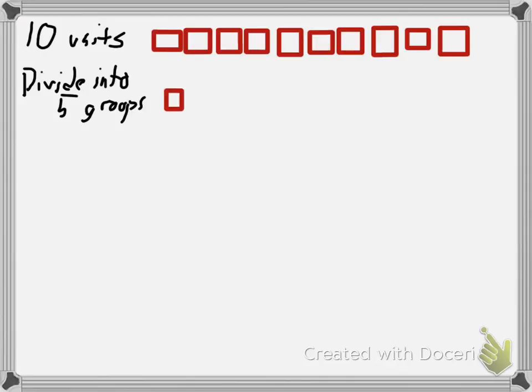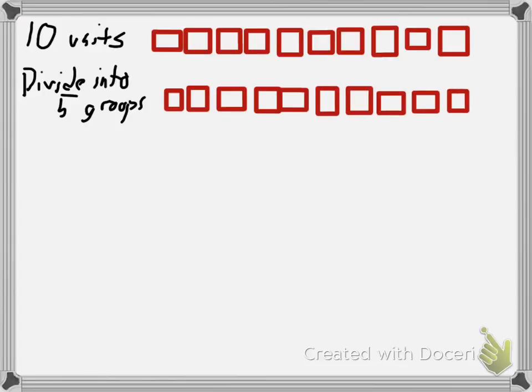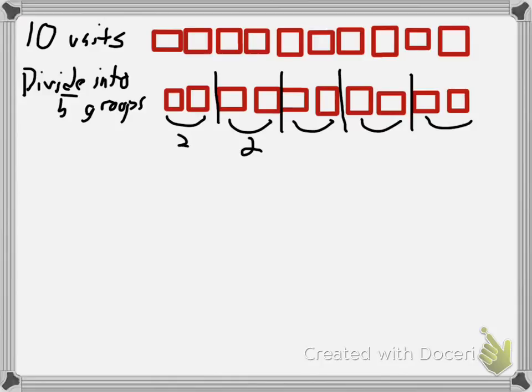So I would have my 10. And if I need to divide it into 5 equal groups, boom, there's my 5 equal groups. Here's a group, here's a group, here's a group, here's a group, here's a group. So let's think, how many squares are in each of these 5 sections? Well, there's 2 squares in each of the 5 sections. Here's 2, here's 2, here's 2, here's 2, here's 2.